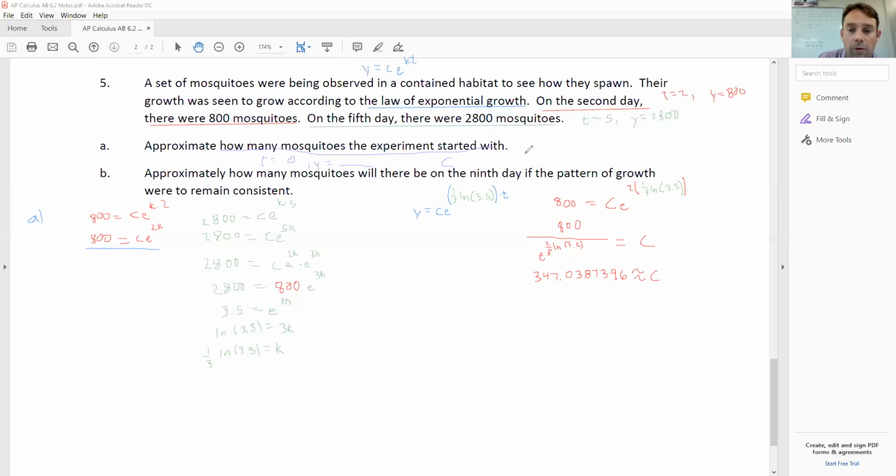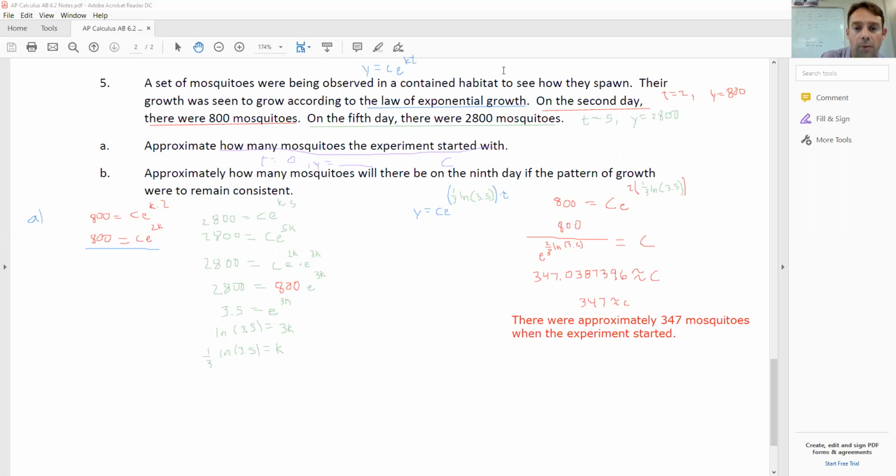And I don't want to necessarily be writing it over and over again. So really what we're saying here then is 347 is my approximate value for mosquitoes. There were approximately 347 mosquitoes when the experiment began. Always give it context. Okay, so we know our red value, we know our green value.